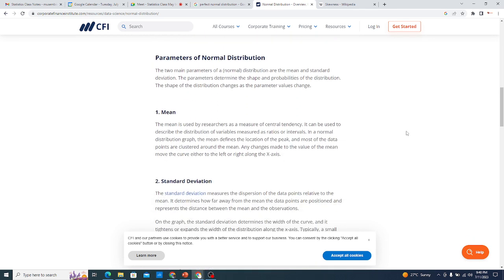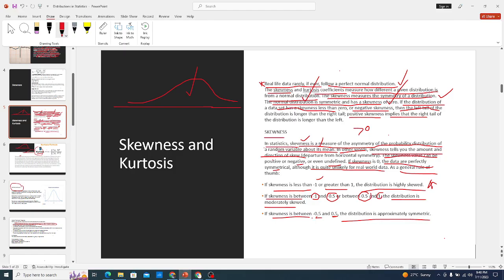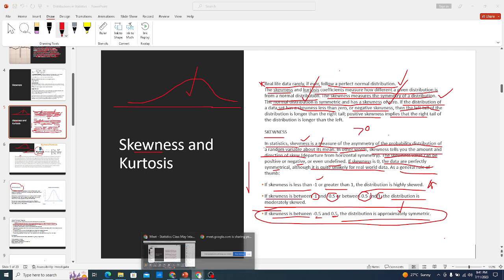And with that, we will talk about what? That is a perfect normal distribution, and our graphical representation of the distribution will be almost symmetrical. Okay, that is for skewness. Any question under skewness?